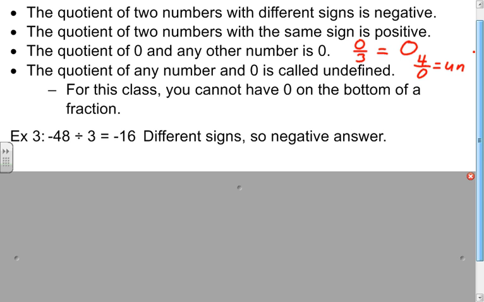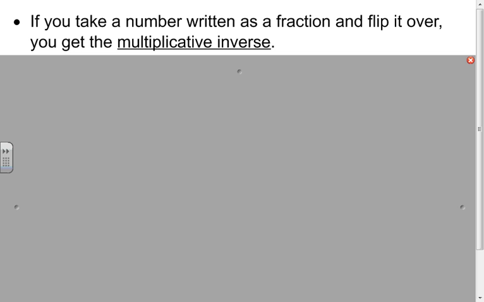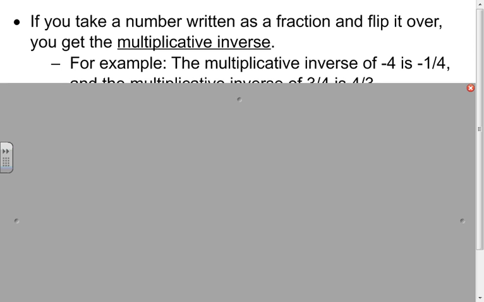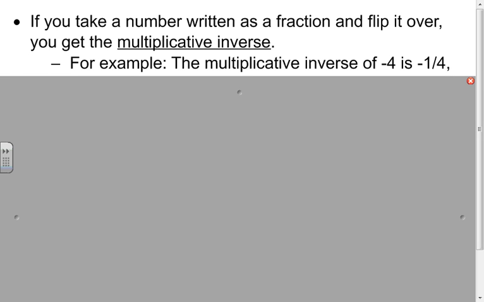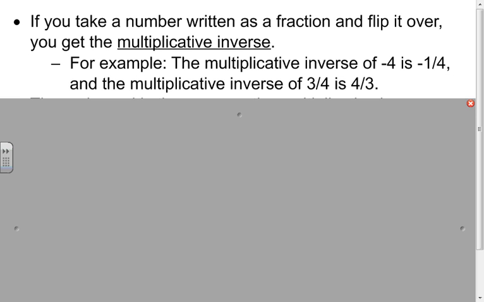Okay? Now, in the last lesson, we talked about the additive inverse. That's the same thing as opposite. Okay? So the additive inverse of 6 is negative 6. This section, we talk about the multiplicative inverse. If you take a number written as a fraction and flip it over, you get the multiplicative inverse. For example, the multiplicative inverse of negative 4 is negative 1/4. And I'll show you that at the bottom. The multiplicative inverse of 3/4 is 4/3.